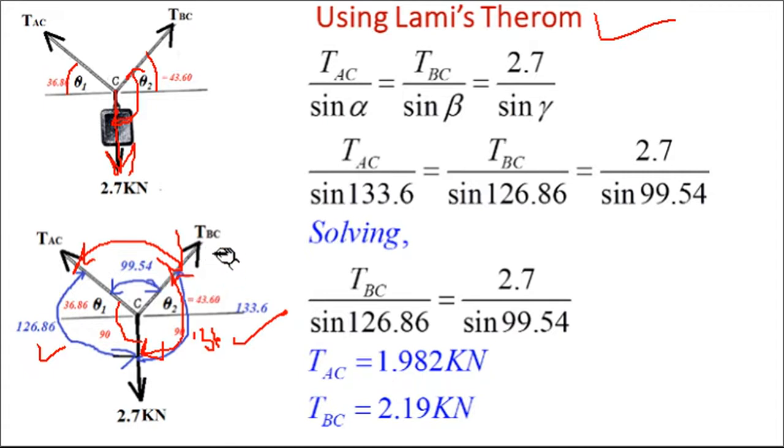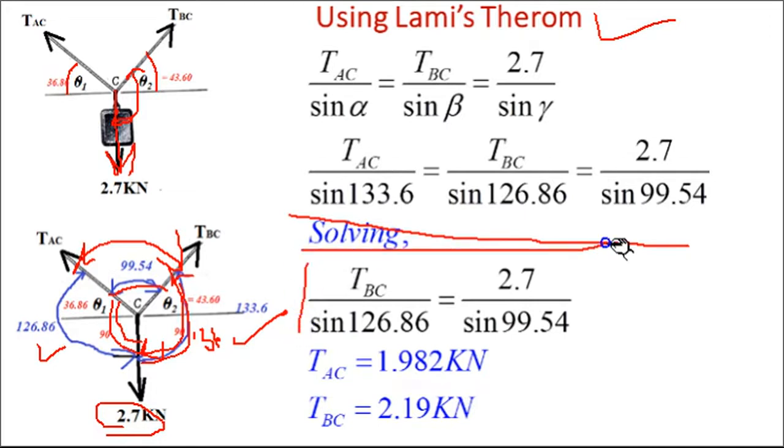Now use Lami's theorem. TAC upon sine of this 133.6, TBC upon sine of 126.86, and 2.7 upon sine of 99.54. And then you will get this particular equation.